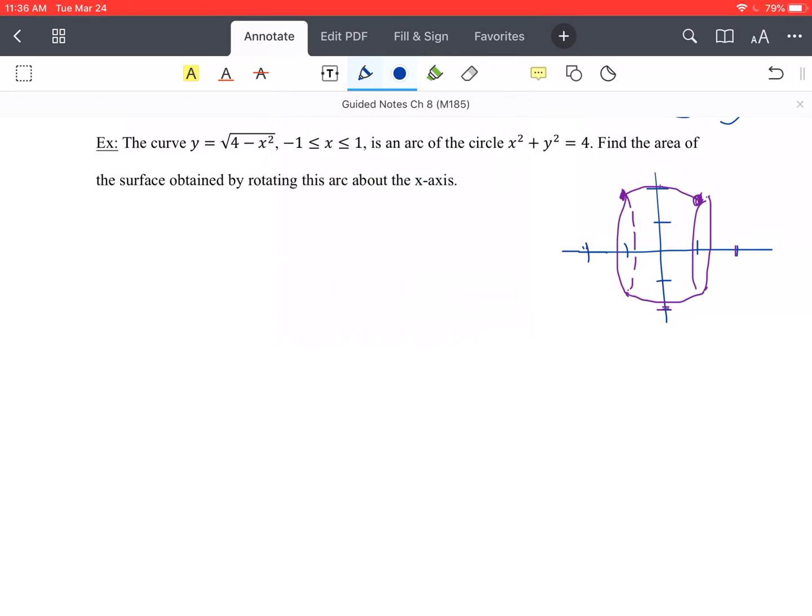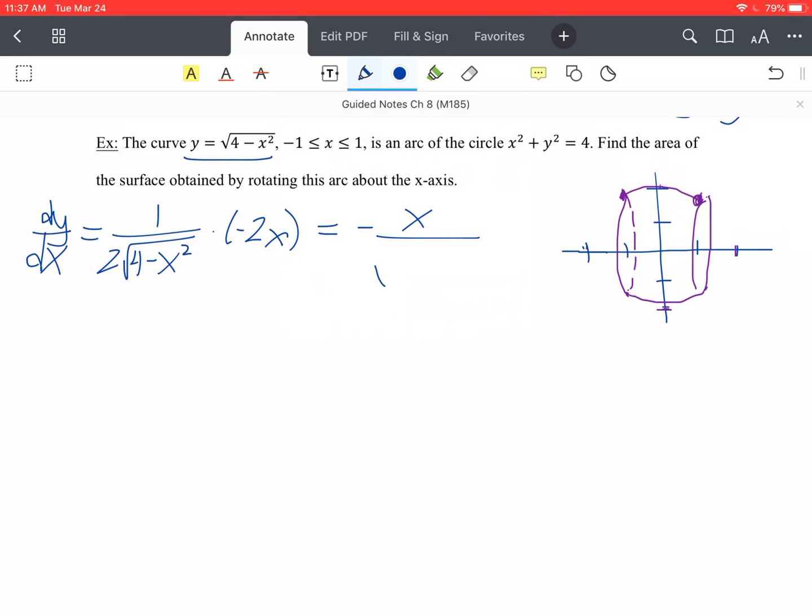So when we're looking for our surface area here, we need to get a derivative first of all. This one, we already have y written in terms of x, so let's just use that. So dy/dx, take the derivative here, that's going to be 1 over 2 root 4 minus x squared times the derivative of the inside function, so that's times -2x. So that's -x over square root of 4 minus x squared. So that's our dy/dx.